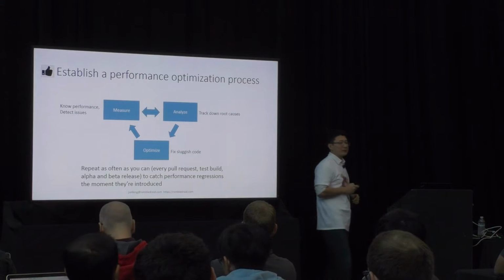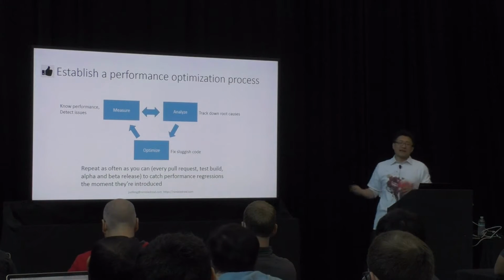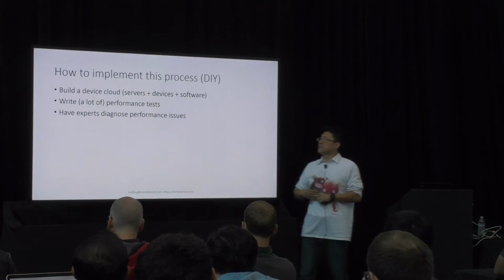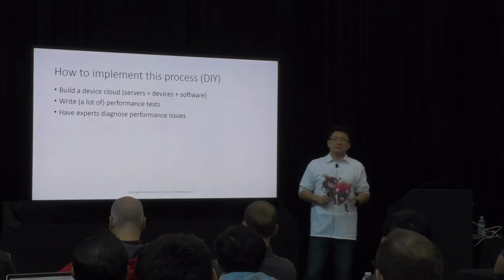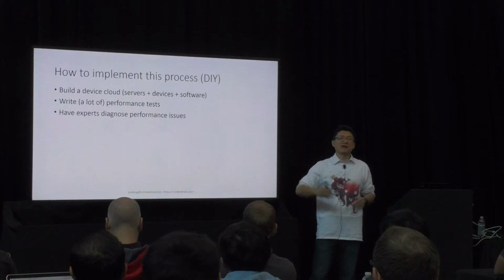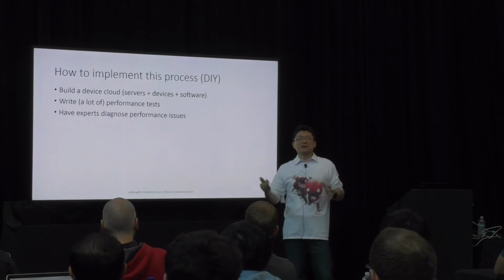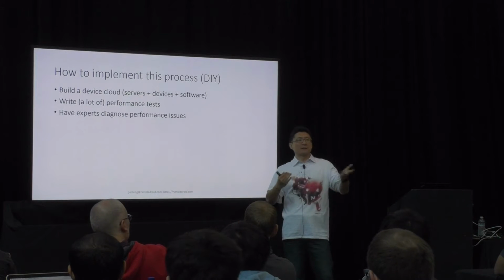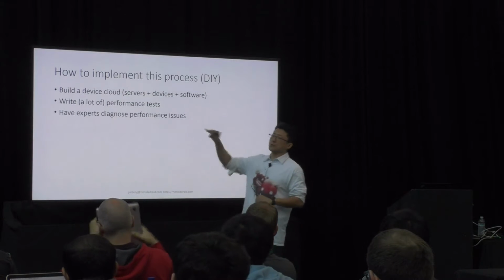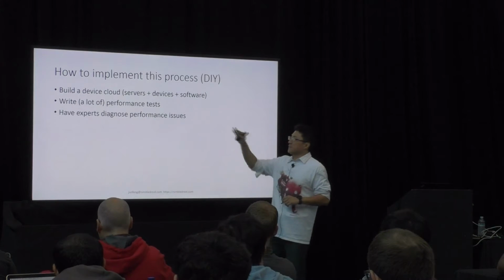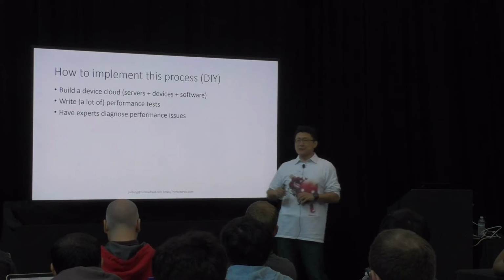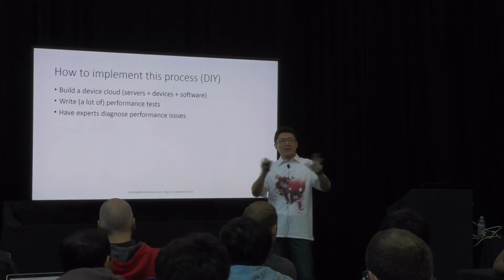Okay, so how do you actually do this if you don't have any other service to use? Well, first of all, if you want to implement it by yourself, you need to set up a device cloud. And typically, you guys probably have experience with Genymotion or other Android emulators. But these emulators, they're not faithful in terms of getting your performance numbers. So if you want to monitor your app's performance, you need to build a device cloud that requires investment in provisioning the servers or the devices. And also you need to roll out your own software to manage the devices.